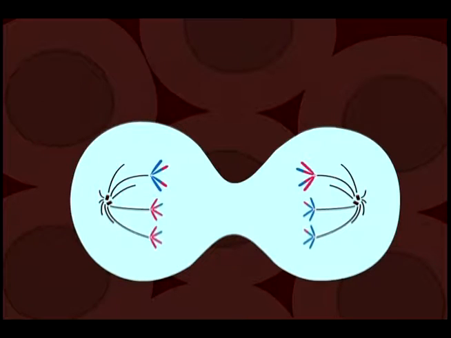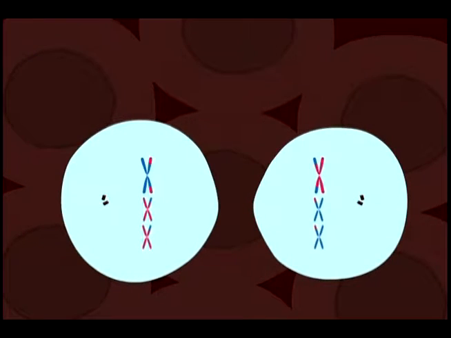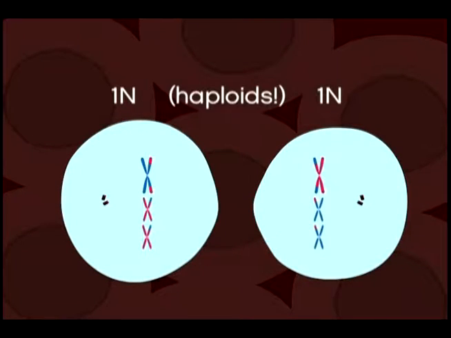In telophase 1, as in mitosis, the nuclear membrane reforms. Cytokinesis occurs and pinches the cell into two daughter cells. So now, the daughter cells are 1N, haploids. They have one set of chromosomes each, but each set is a random mixture of mom's info and dad's. Okay, so we've gone from a diploid to a haploid cell, from 2N to 1N.